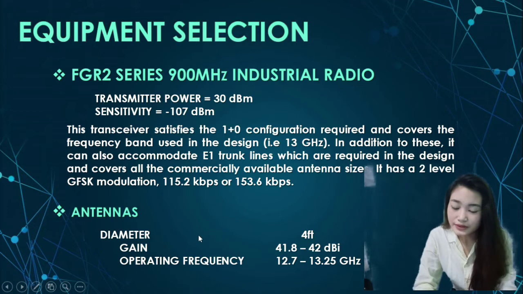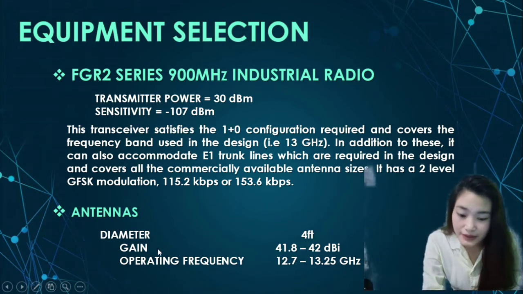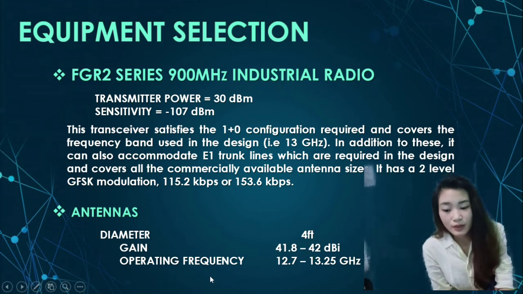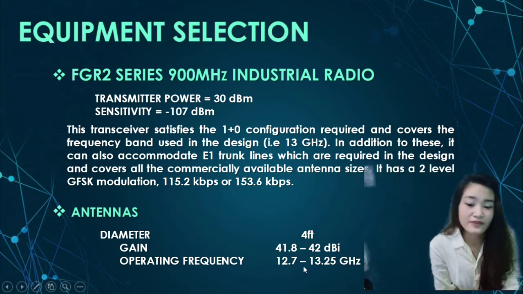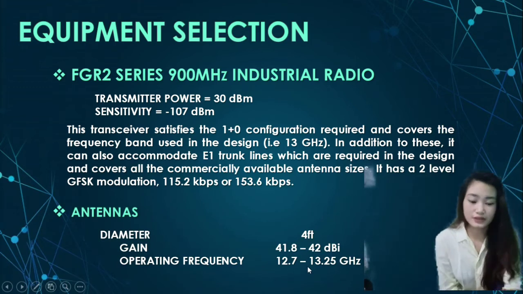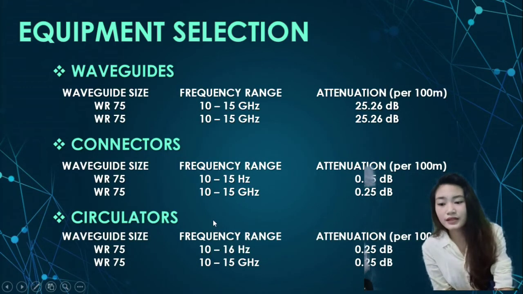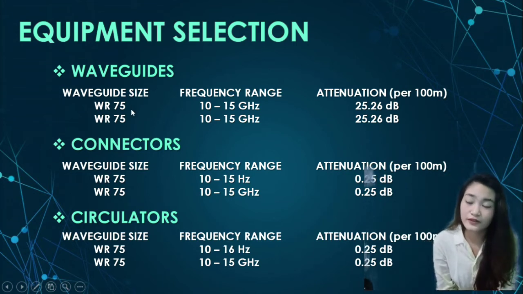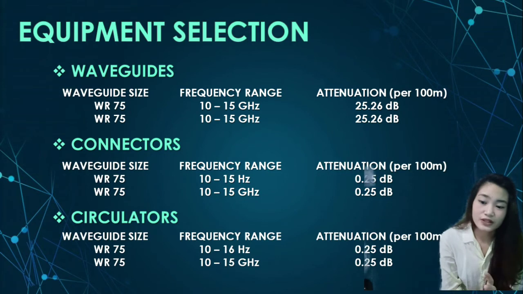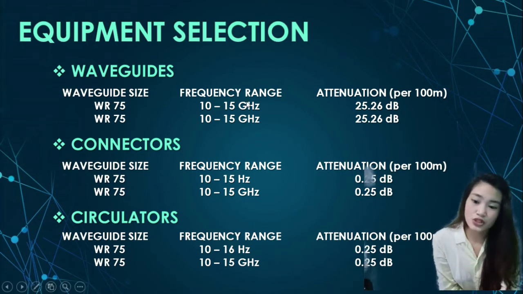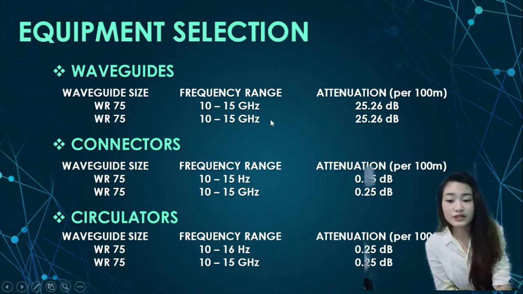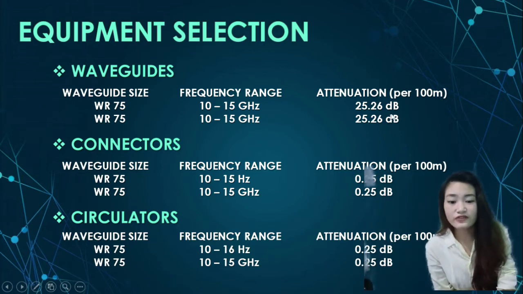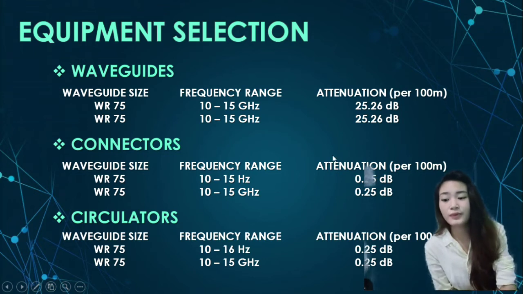Its diameter, its gain in 4 feet, 41.8 to 42 dBi. Operating frequency 12.7 to 13.25 GHz. Then waveguides. Waveguide size, I chose WR75. Its frequency range is 10 to 15 GHz and its attenuation per 100 meters is 25.26 decibels.